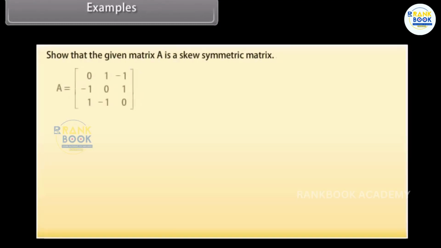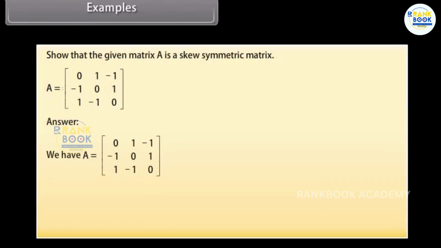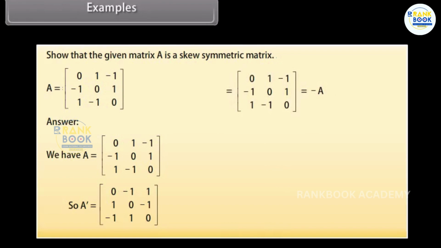Examples. Show that the given matrix A is a skew-symmetric matrix. We have A given, so A transpose is the matrix with first row 0, minus 1, 1, second row 1, 0, minus 1, third row minus 1, 1, 0. We can see that this is equal to minus A. Therefore, A dash is equal to minus A. Hence, A is a skew-symmetric matrix.